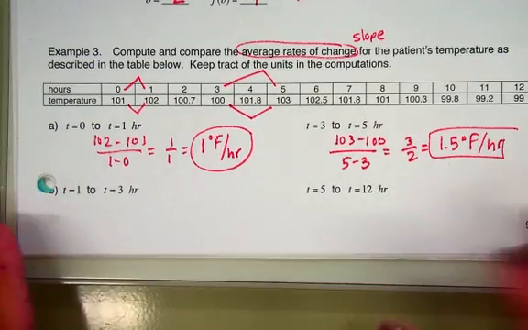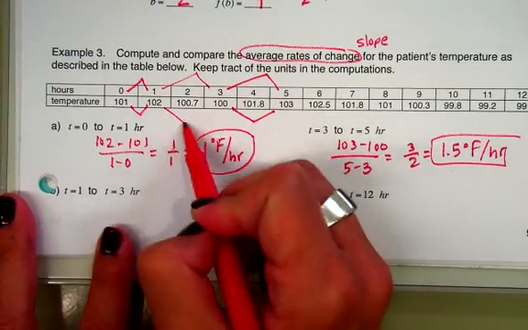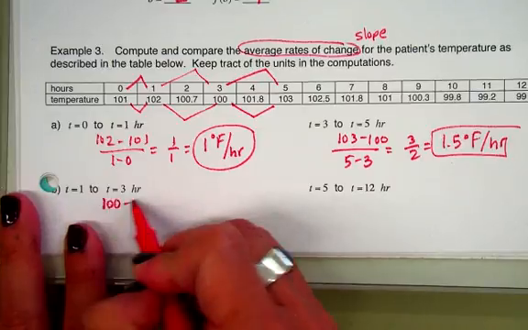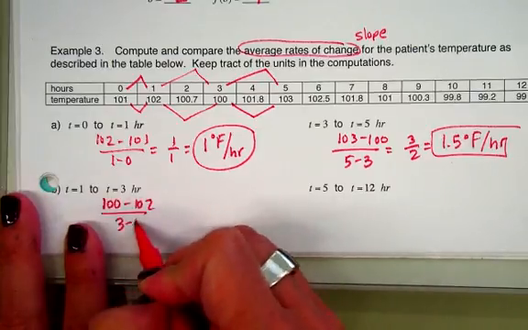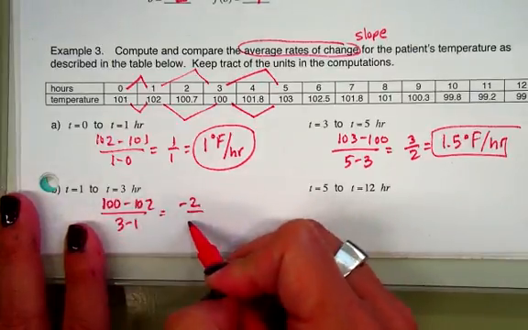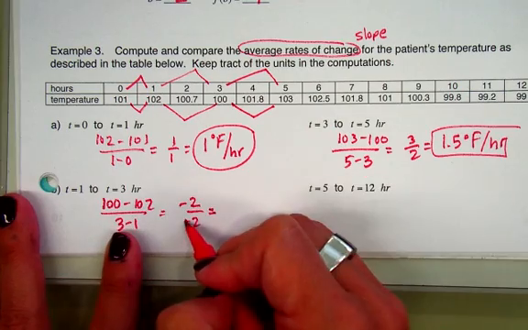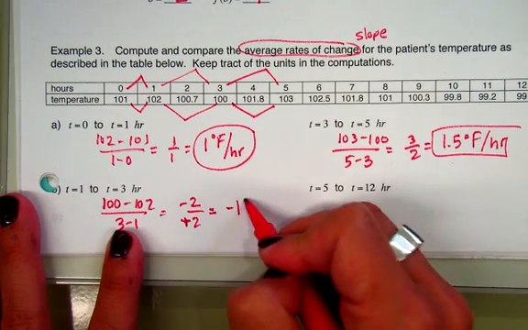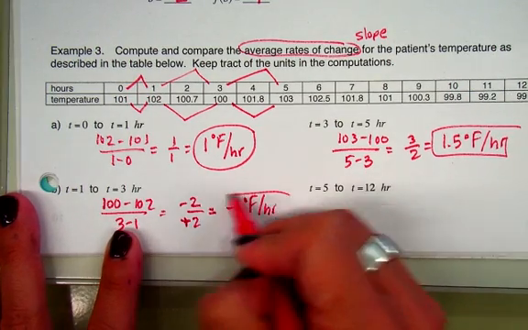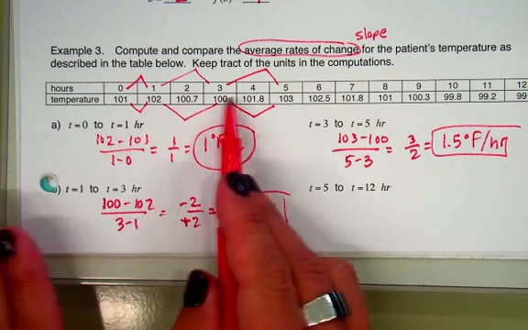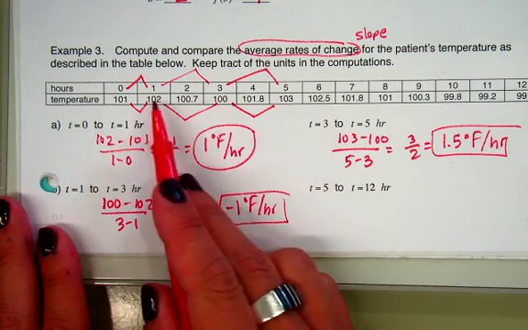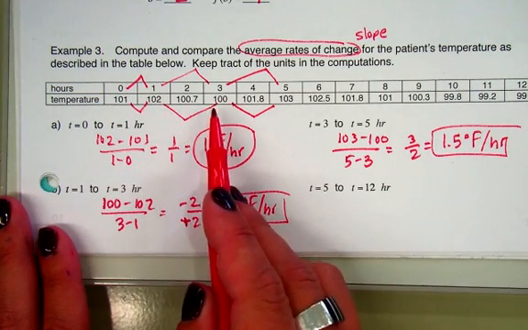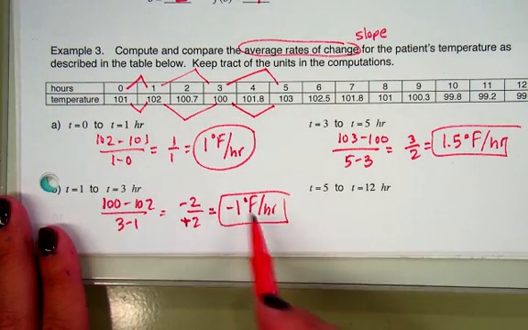How about from 1 to 3? Okay, you guys get the idea here. 100 minus 102, 3 minus 1. And so I get -1. So that was a good section. Maybe they gave him some medicine or something that helped bring the temperature down. So over from hours 1 to 3, the temperature went down by 1 degree per hour.